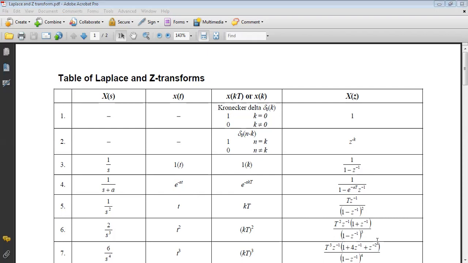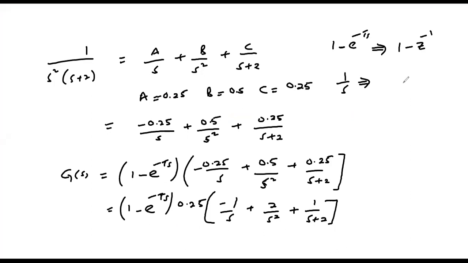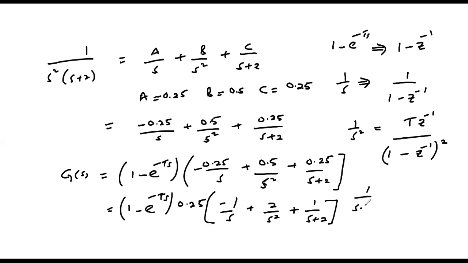And go back to our presentation. So 1 over s maps to 1 over 1 minus z power minus 1. 1 over s squared maps to Tz inverse over 1 minus z power minus 1 squared. And 1 over s plus a maps to 1 over 1 minus exponential negative aT z power minus 1. Okay, so with these transformations, then we can write our z transform as follows.